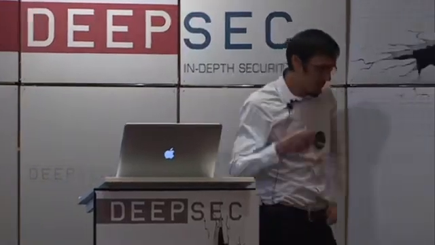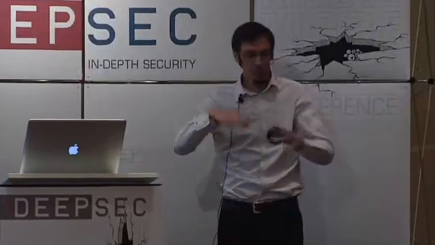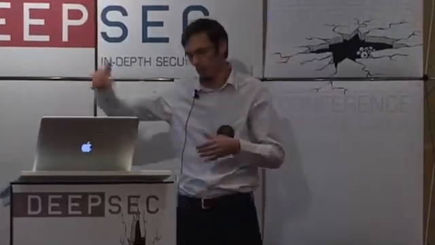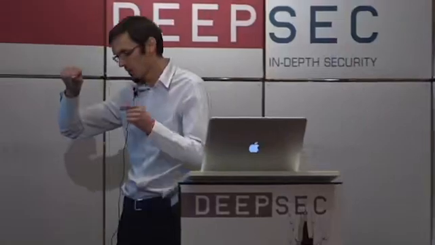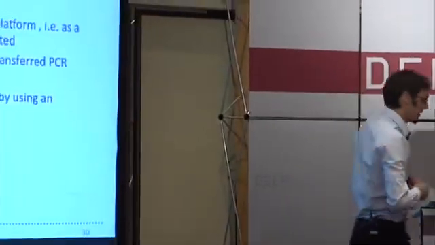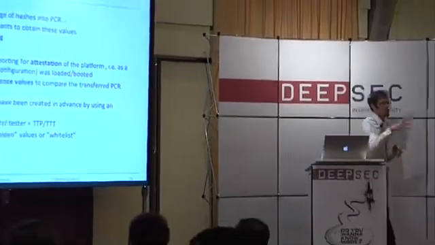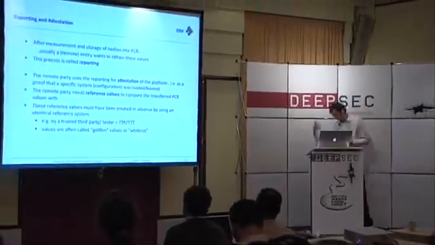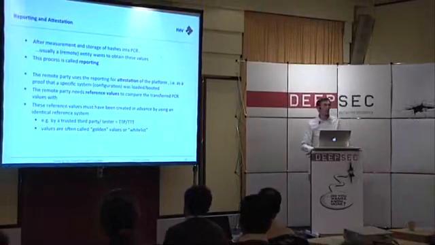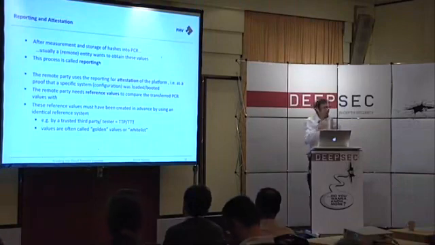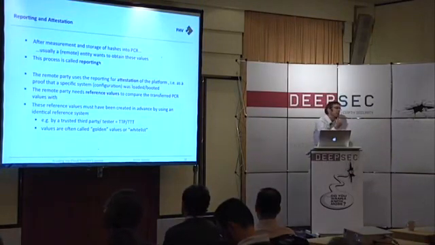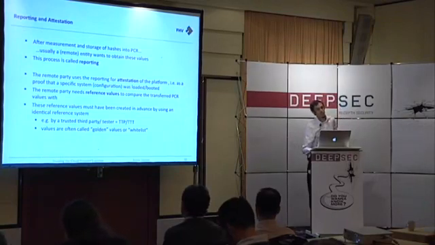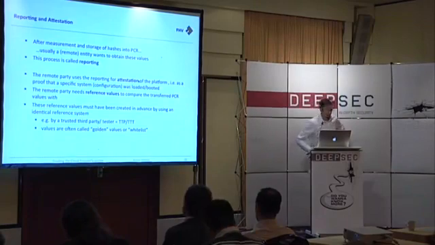Back to the concepts. After these measurement values are stored into the different PCRs, typically the boot process uses just 7 of the 24 PCR values. The other PCR values are then used for so-called dynamic measurement, which we don't do here. After these measurement values are stored into the PCR, of course, a remote entity wants to obtain these values in a secure way, and this process is called reporting or attestation.